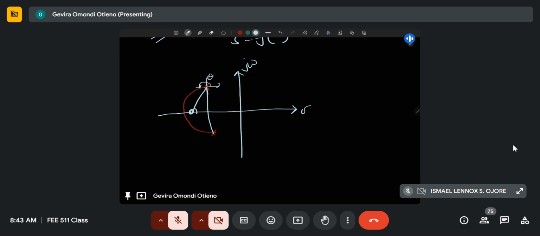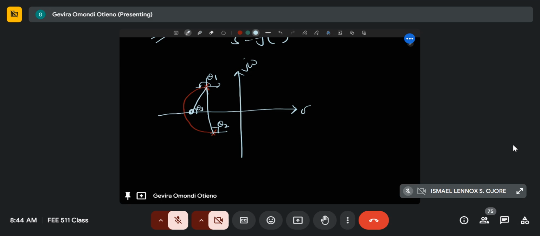So let's call this theta 1. Then we call this one, and you know very well this angle is just going to be 90 degrees, but let's call it theta 2 because it's a conjugate. It's directly opposite the other one. And then you have theta 3. We are only dealing with finite poles and zeros.